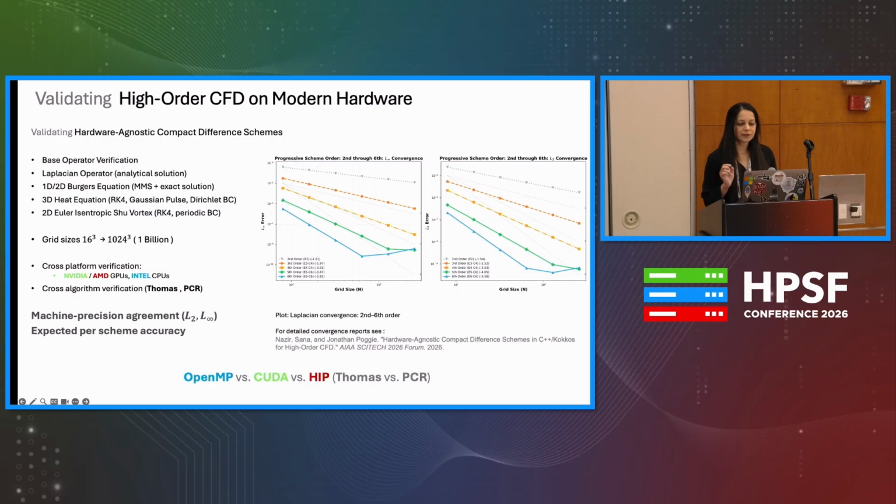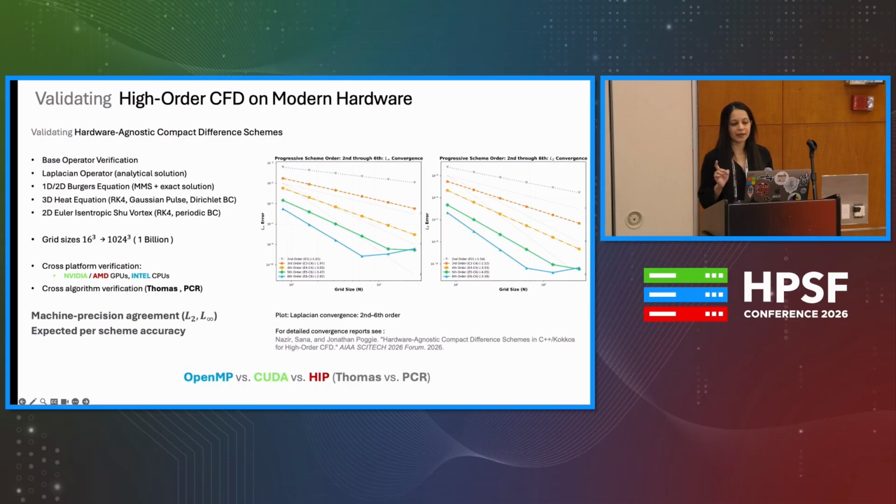The convergence plots here show the Laplacian results. You can see second through sixth order slopes in both L2 and L infinity norms across all tests, all backends, and both solvers. We get machine precision agreement and expected per-scheme accuracy. Full convergence reports are in our AIAA 2026 paper.